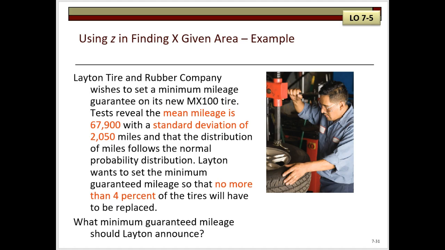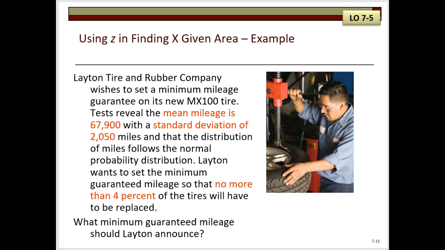We're now going to look into a problem where we use a z-value in finding the random variable x given an area or a probability. So in the previous problems, we were given the value of the random variable of a normal distribution, and we had to find the probabilities. In this situation, we're given a probability and we need to find x.